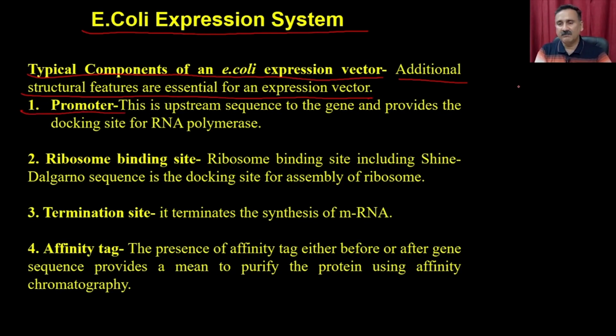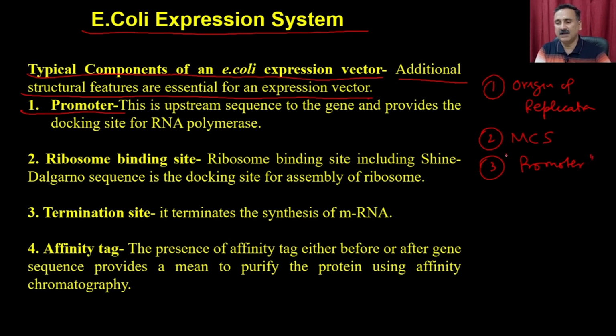So, for a cloning vector, number 1, you require the origin of replication. Number 2, you require the multiple cloning site, and number 3, you also require a promoter, because the promoter is going to decide the protein production. The promoter is the upstream sequence to the gene and provides the docking site for the RNA polymerase.